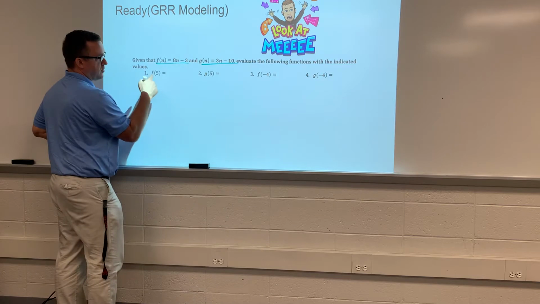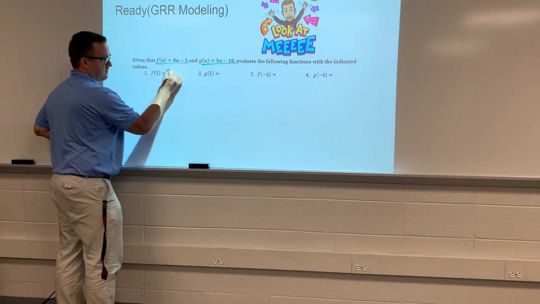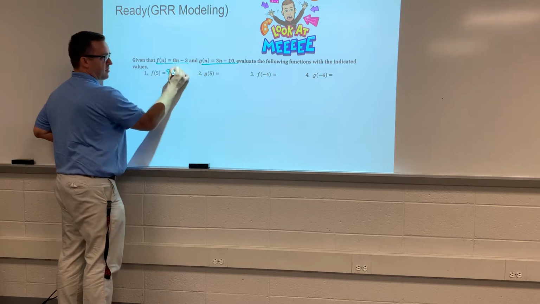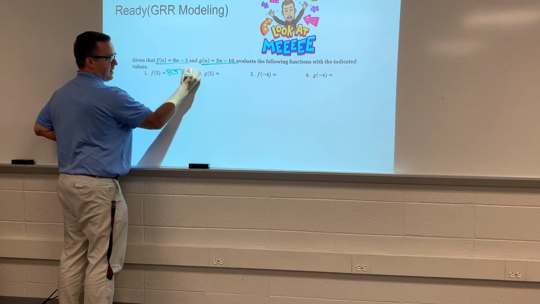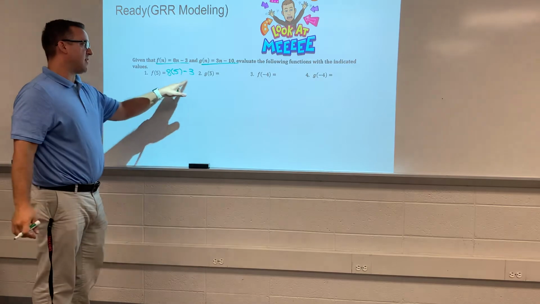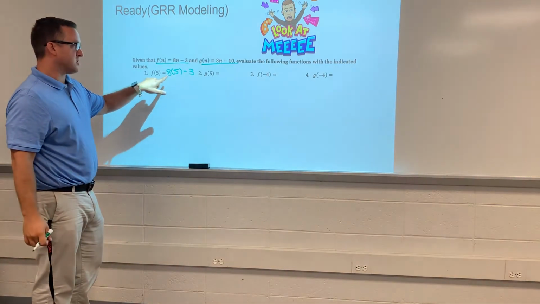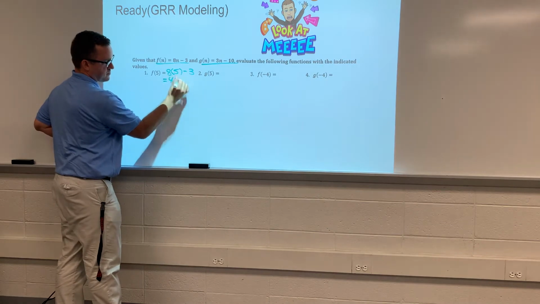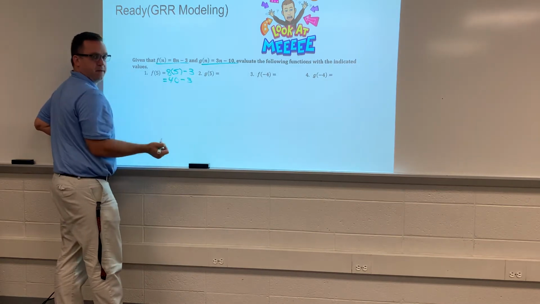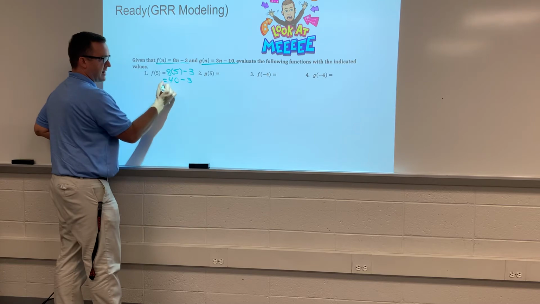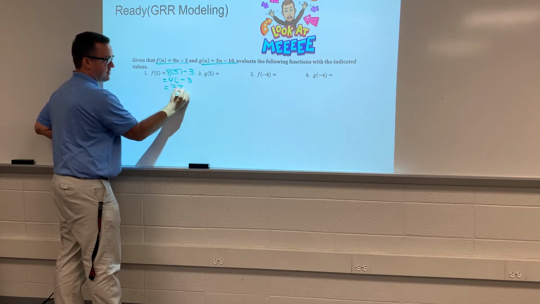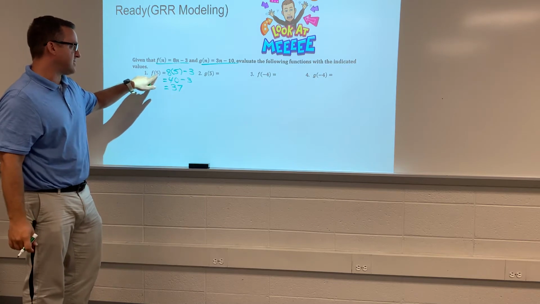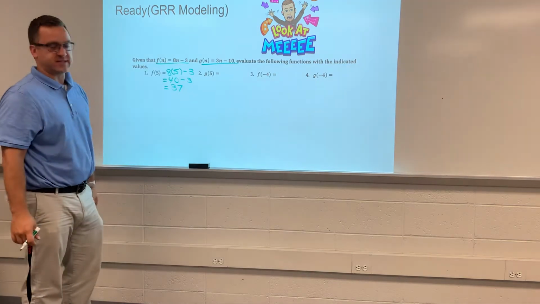So what you do is you go 8 times, and instead of n, I put in the number 5, and then minus 3. Then follow order of operations. I multiply. 8 times 5 is 40. And then I'm subtracting 3. And now 40 minus 3 is 37. So the value of the function f at x equals 5 is 37.